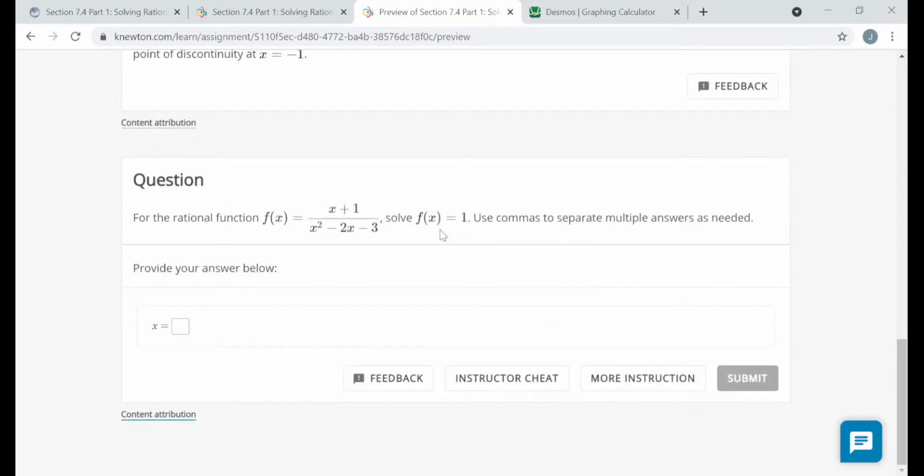Next part. Same function, right? Same function, and we're asked to solve this equation. When is f of x equal to 1? Right, so like earlier, what values of x, what inputs give me an output f of x of 1?